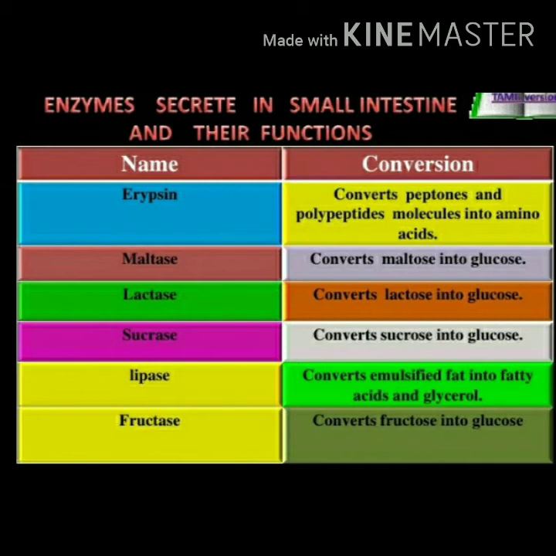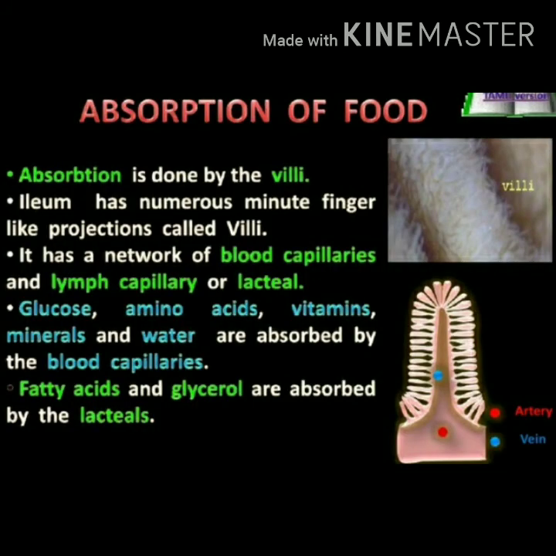Next is sucrase. Sucrose is converted into glucose. Next is lipase: fat that is not broken down in the stomach is now converted into fatty acid and glycerol. And next, the fructase enzyme can convert fructose into glucose. So this is all the digestion in the small intestine.